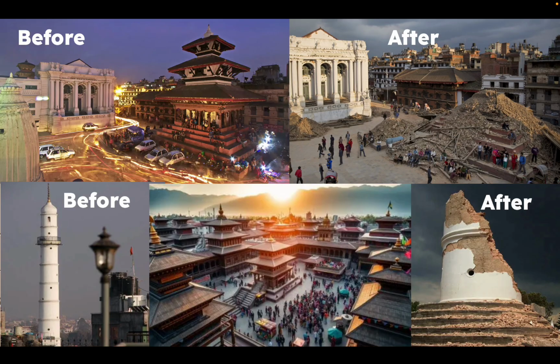So these are the before and after pictures of Kathmandu Darbar Square and the Dharahara Tower. The top two are the Darbar Square before and after, and the Dharahara Tower are the bottom ones. And in the middle, you can see how the Darbar Square looked all together before the earthquake.